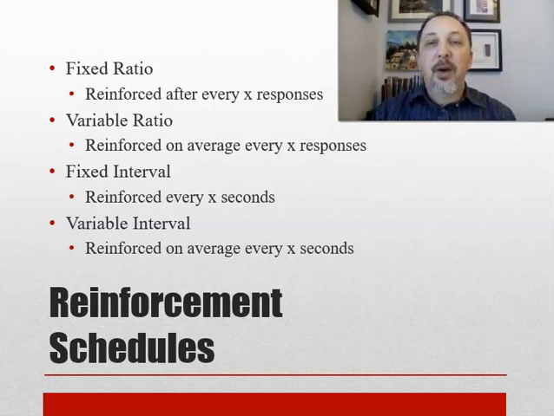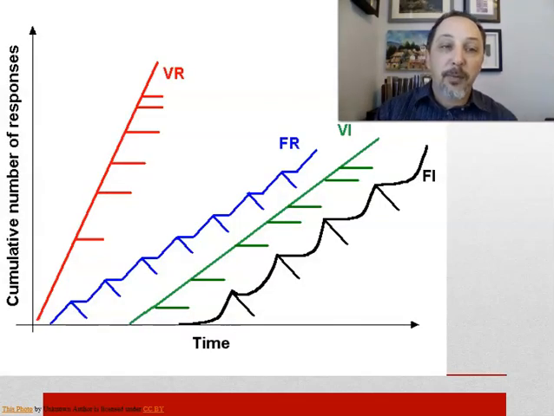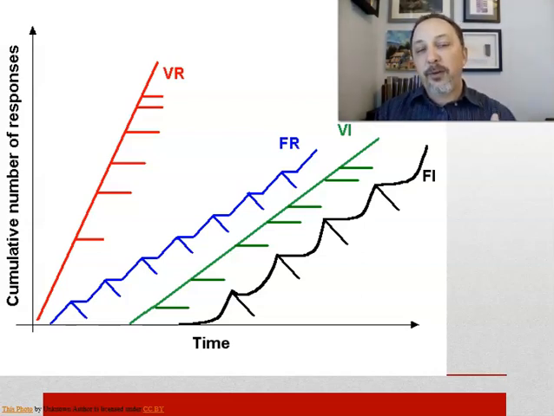Fixed interval means a rat's pushing a lever, and after every 10 seconds it gets rewarded. Variable interval is on average every 10 seconds you get rewarded, but you don't know how long that is, right? Now, what these things tell us is you have different performance based on how you're being reinforced. For all of these, we're talking about positive reinforcement. We're talking about the rat is pushing a lever and food is coming out.